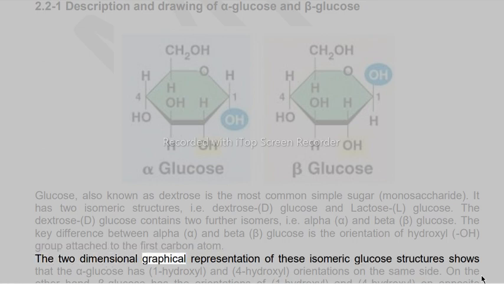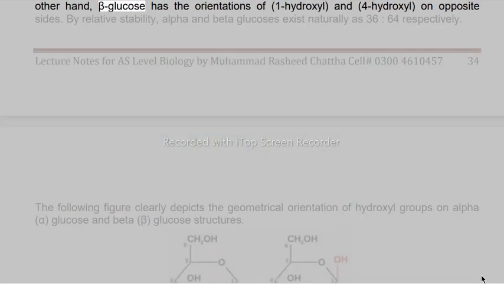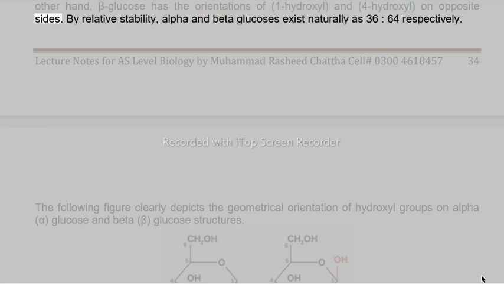The two-dimensional graphical representation of these isomeric glucose structures shows that alpha-glucose has the hydroxyl on carbon 1 and the hydroxyl on carbon 4 on the same side. On the other hand, beta-glucose has the hydroxyl on carbon 1 and the hydroxyl on carbon 4 on opposite sides. By relative stability, alpha and beta glucoses exist naturally as 36% and 64% respectively.